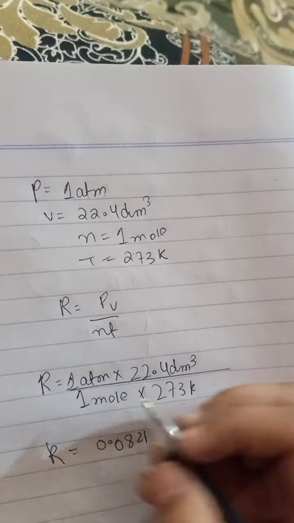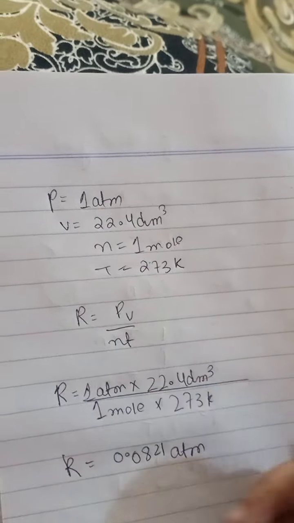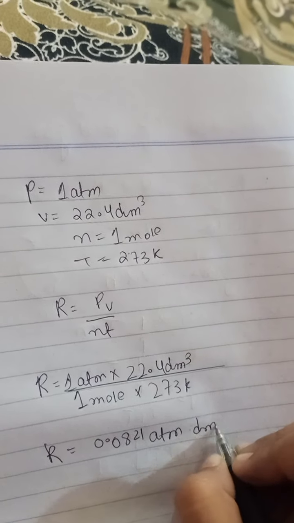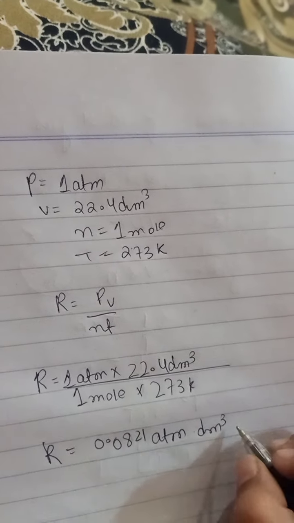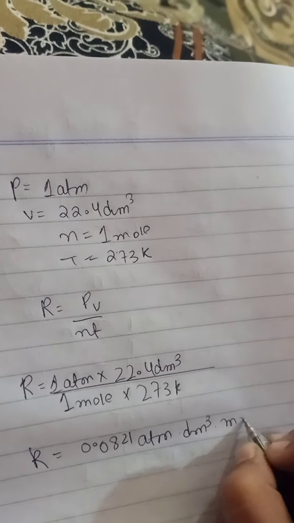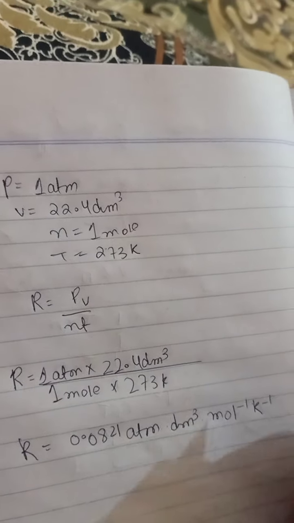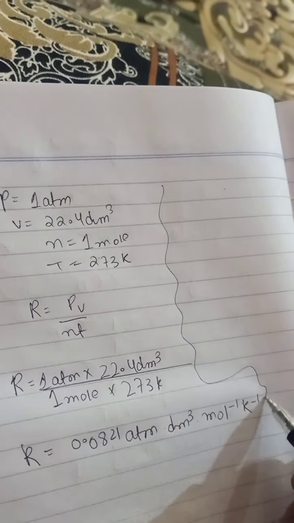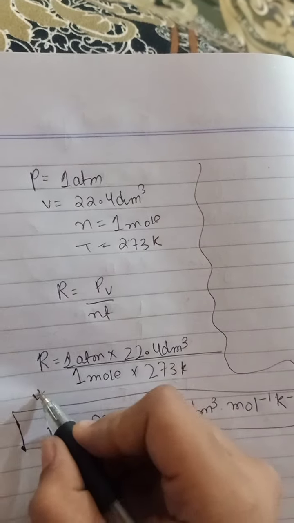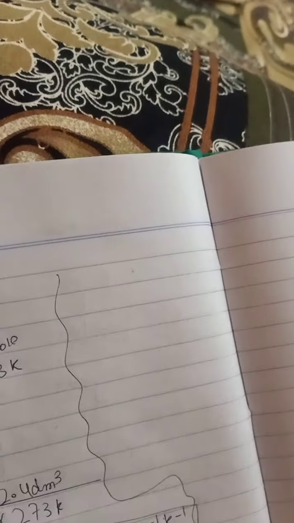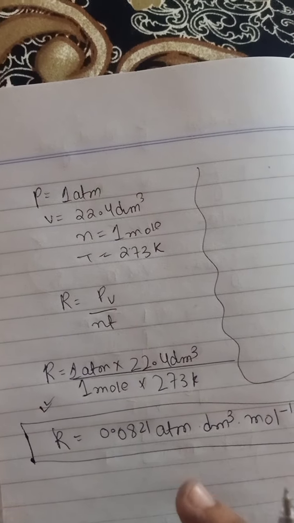After multiplying and dividing, the answer will be 0.0821. Then we write the units as atm dm cube. The terms in the denominator move upward and become mole to the power minus 1 and Kelvin to the power minus 1. So here we have the value of R. This is the constant value of R in STP.